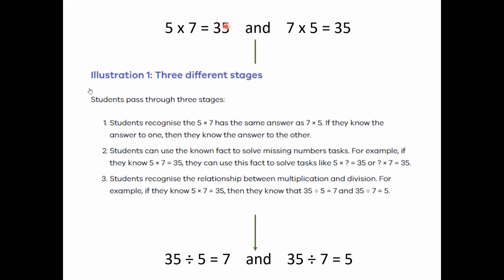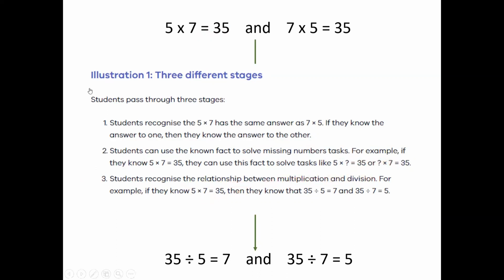And the first we're sort of spot on with. We do a really good job with that, and that is making sure that they have the commutative property. The second one says students can use a known fact to solve a missing number task. For example, if they know 5 times 7 equals 35, they can use this fact to solve something like 5 times something equals 35, or something times 7 equals 35. And the last one says they can recognize the relationship between multiplication and division.